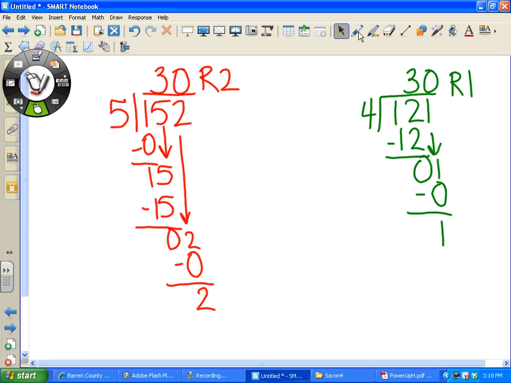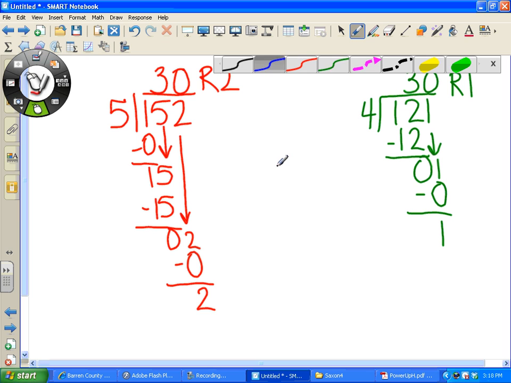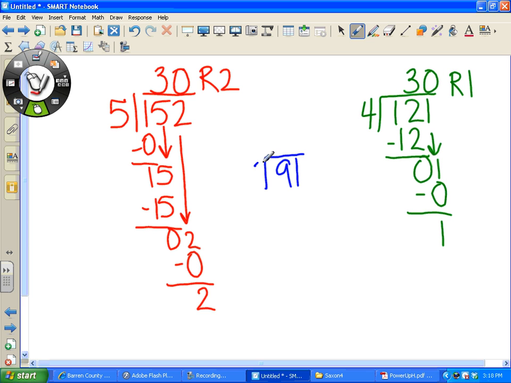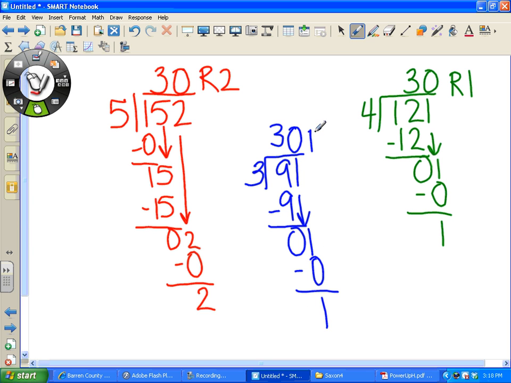91 divided by 3. Do that right in the middle. How many groups of 3 can I get out of 9? 3, because 3 times 3 is 9. Subtract. Bring down that 1. How many groups of 3 can I get out of 1? 0 groups. 0 times 3 is 0. And I have a remainder left over. 30, remainder of 1 again for the answer.